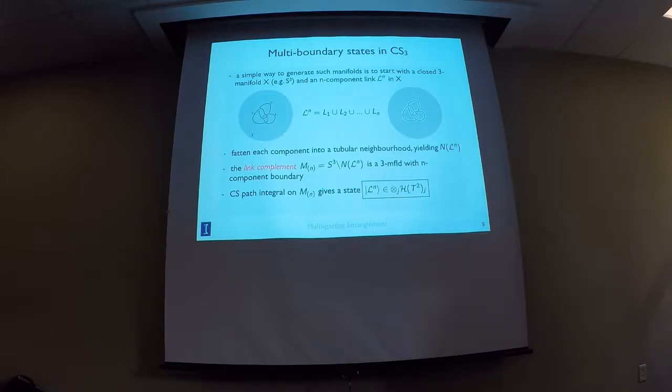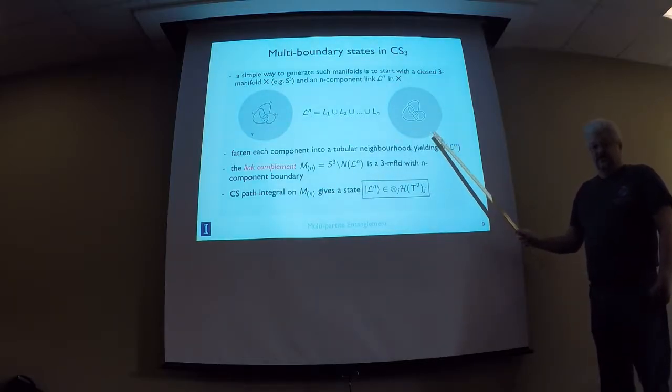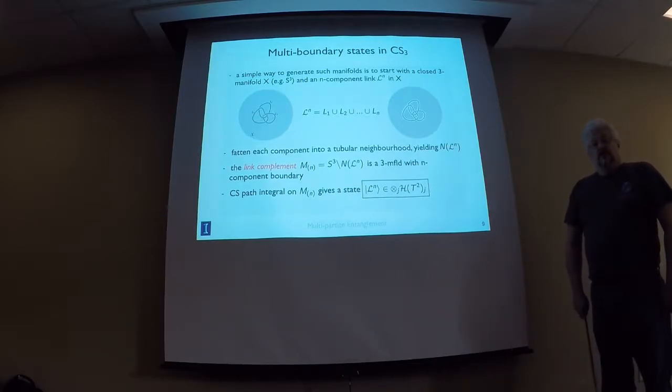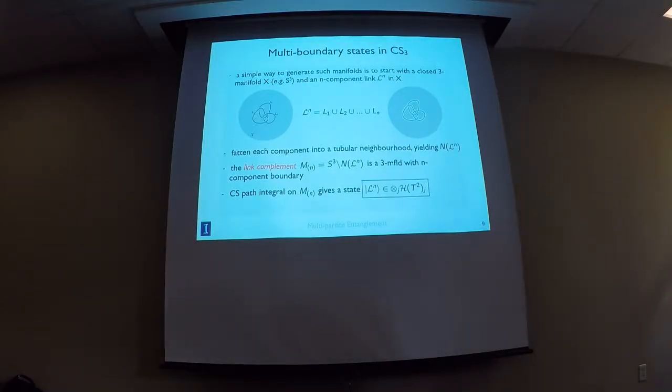I'm sorry. Here you cut out these links, and then to get the total space, you are gluing 2 copies of the complement. No. So this picture is a picture of a 3-manifold with n component boundaries. That's it. Okay. So I do the path integral on the complement of the one. In the other case, you're doing a three manifold with just a single torus.